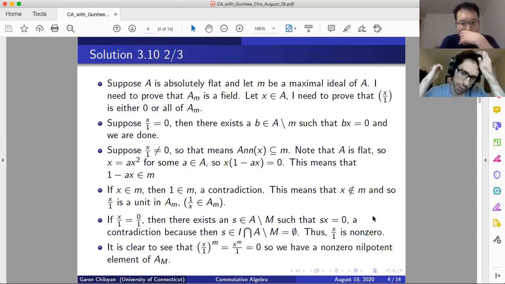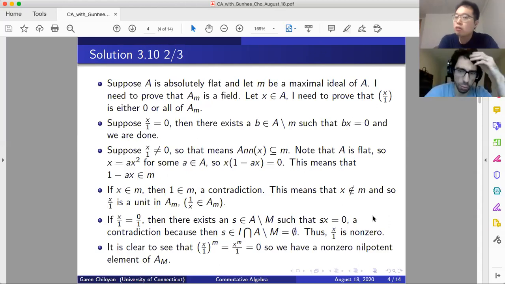Okay, so next, let's say that A is flat. Sorry, remember A is absolutely flat. So that means the ideal (x) and the ideal (x squared) are the same. So x equals ax squared for some element a. If you take the difference of both sides, you have x minus ax squared is 0. If you factor out x, you have x times (1 minus ax) is 0. This means that because the annihilator is contained in M, and 1 minus ax annihilates x, then 1 minus ax is in M.